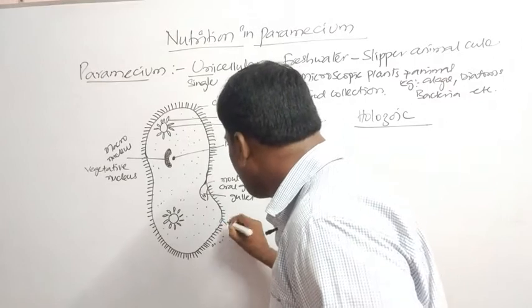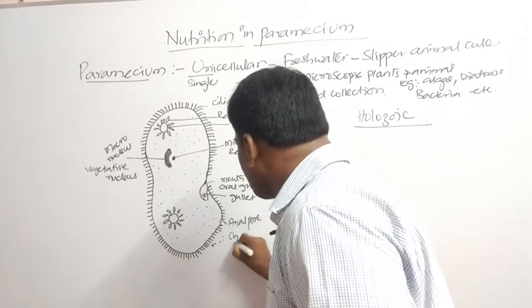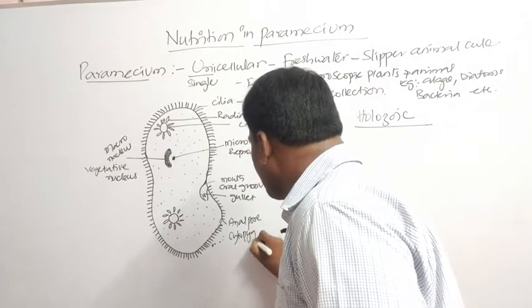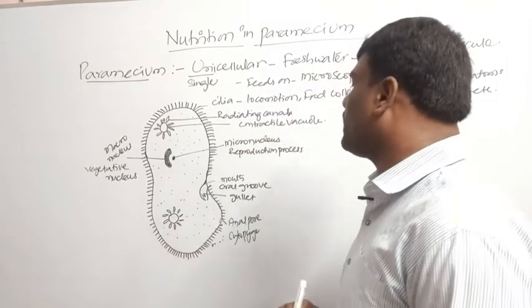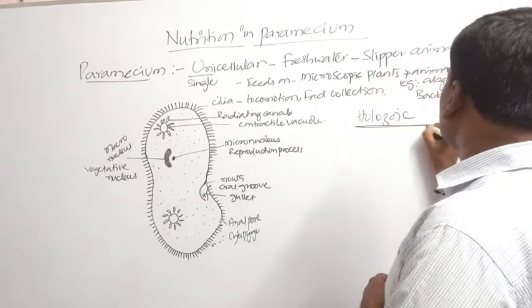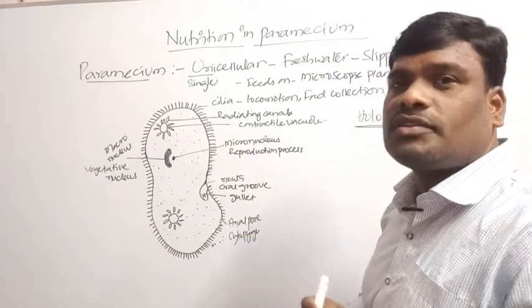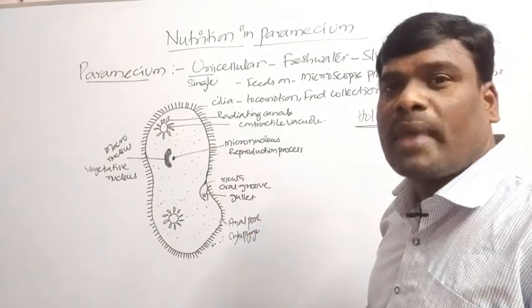It is called the anal pore. It is also called cytopyge. So as you know, it performs Holozoic nutrition, children. There are 5 stages in this Holozoic nutrition in paramecium.